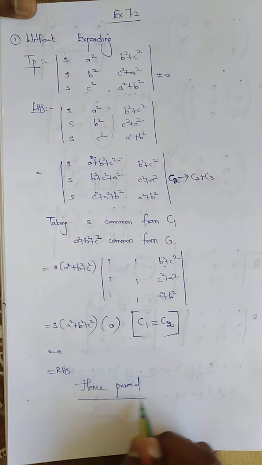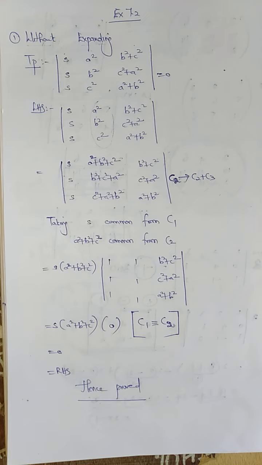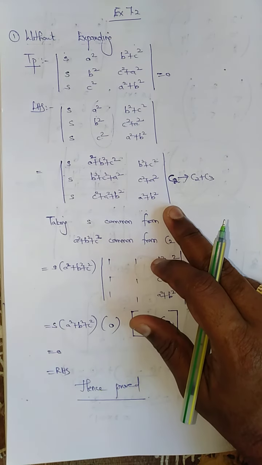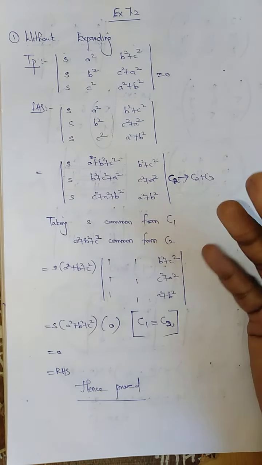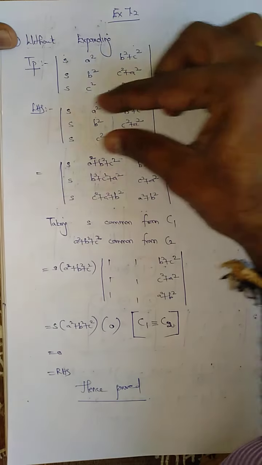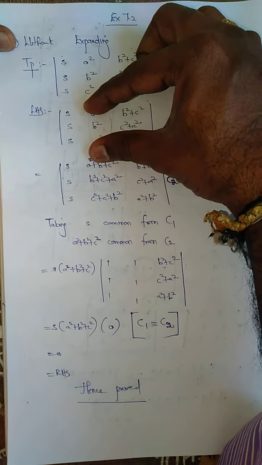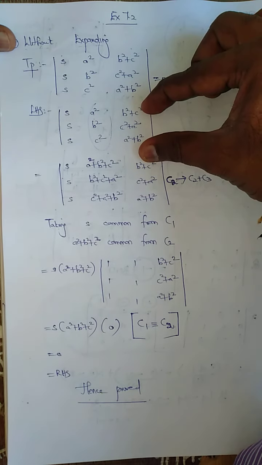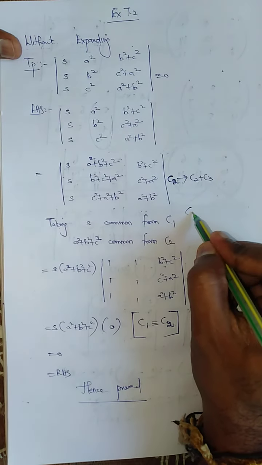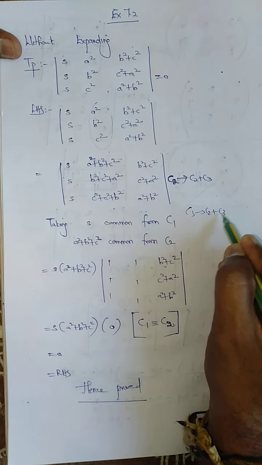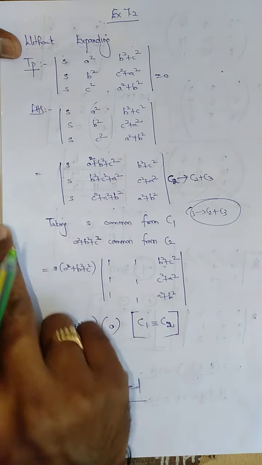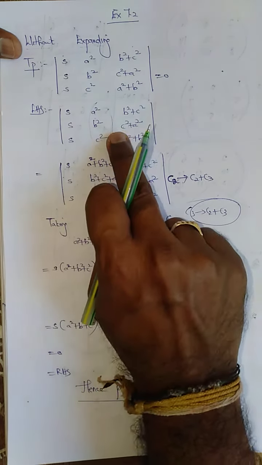Very easy sum, but you need some knowledge. Sir, is this the only way we can prove this sum? No, there are many other ways. I can change C3 instead. How can C3 be changed? C3 tends to C2 plus C3. This is also possible. Instead of adding in C2, I can add in C3 also.